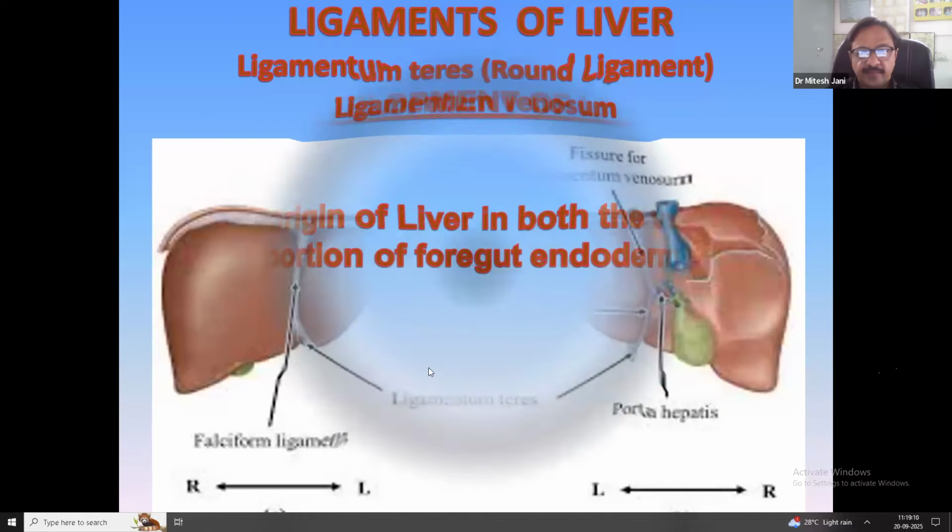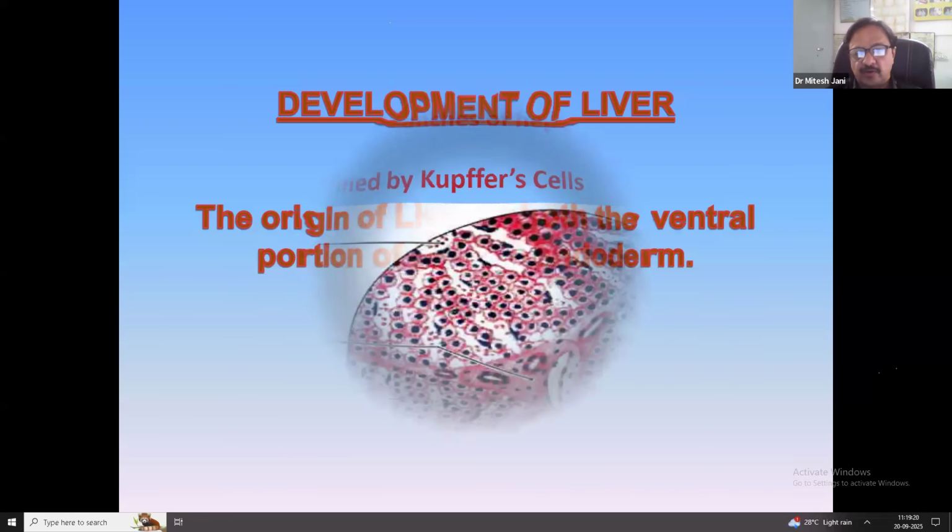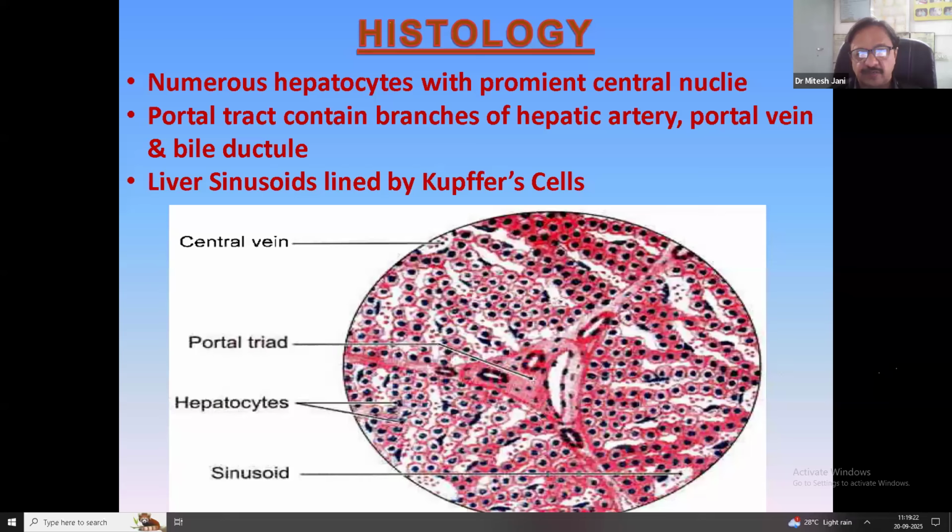Now about the development of the liver. The liver originates from the ventral portion of the foregut, from the endoderm. This is the histological view. This is the central vein. This is the portal triad, meaning portal vein, hepatic artery, and bile duct. These are the hepatocytes, and these are the sinusoids. There are numerous hepatocytes with prominent central nuclei. This is a hepatocyte with the central nucleus; the black color indicates the nucleus.